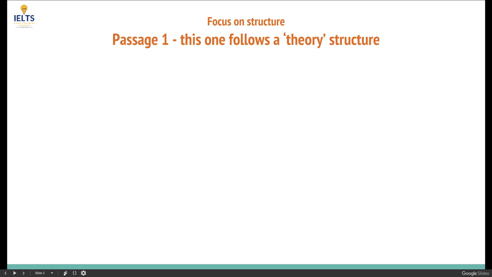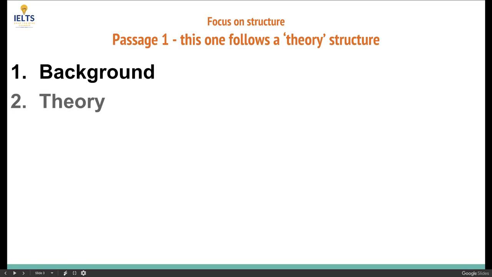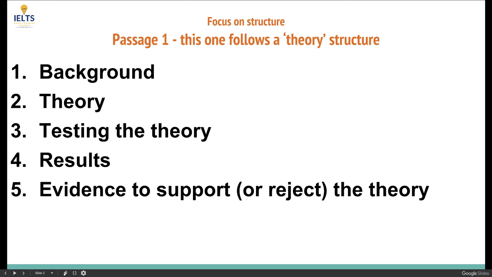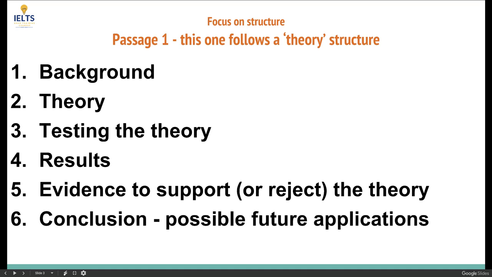This pyramids reading follows what I call a theory structure. There's a background to the theory. Then they tell you the theory, they test the theory, they give you the results, they give you evidence to support the theory or reject it, and then finally the conclusion, they tell us how this theory could be useful. This is typical academic structure. You need to get to know it, especially if you're going to university.